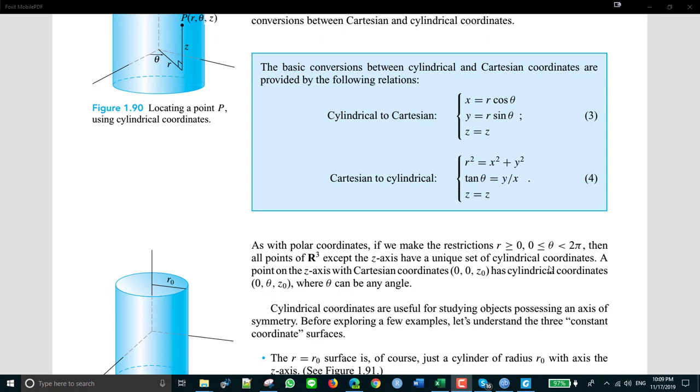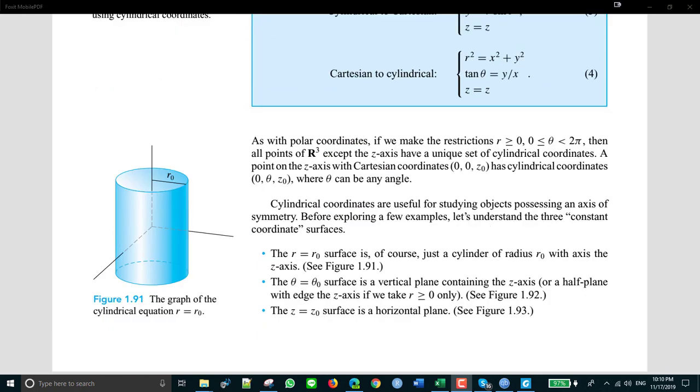A point on the z-axis will have 0, 0 for r and theta, and then some value for the 3rd coordinate, so that we can move along the z-axis. And she says cylindrical coordinates are useful for studying objects possessing an axis of symmetry. Like if we have a cylinder, we might want to write the equation for it using cylindrical coordinates instead of trying to do it with x, y, and z coordinates.